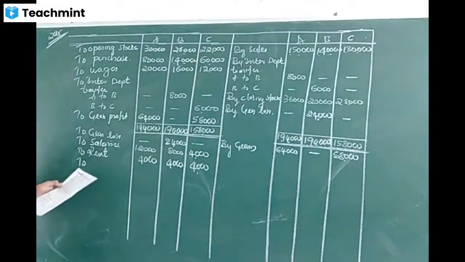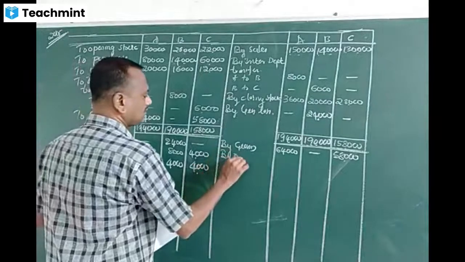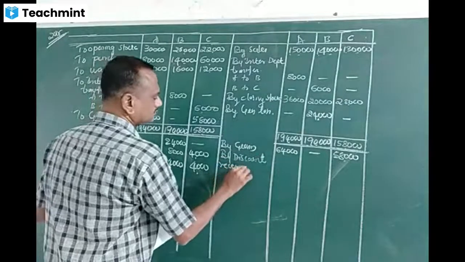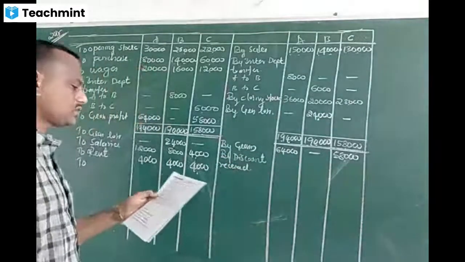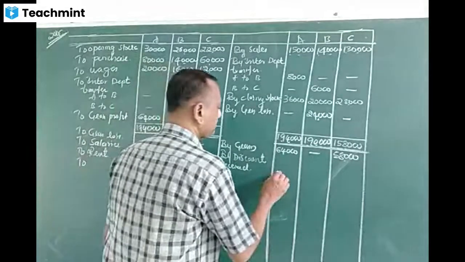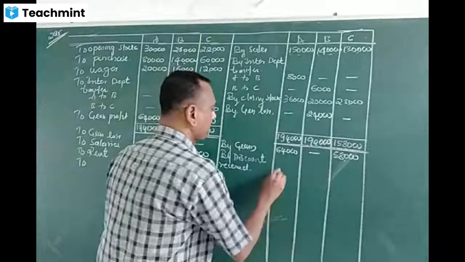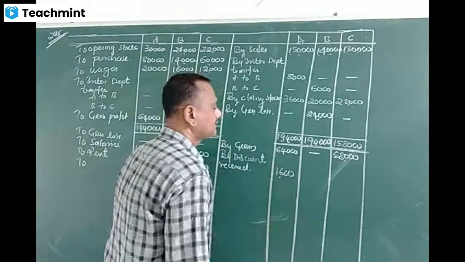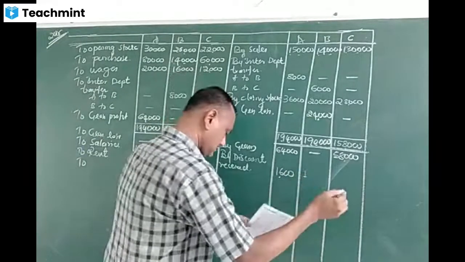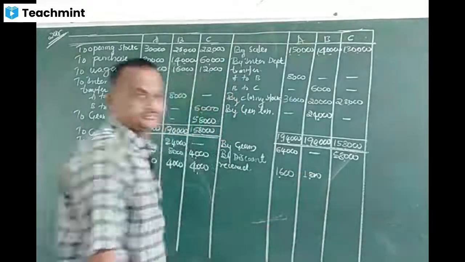Okay. After rent, discount issued. So allocated amount here for discount issued: 1,600, 2,800, and 2,800.